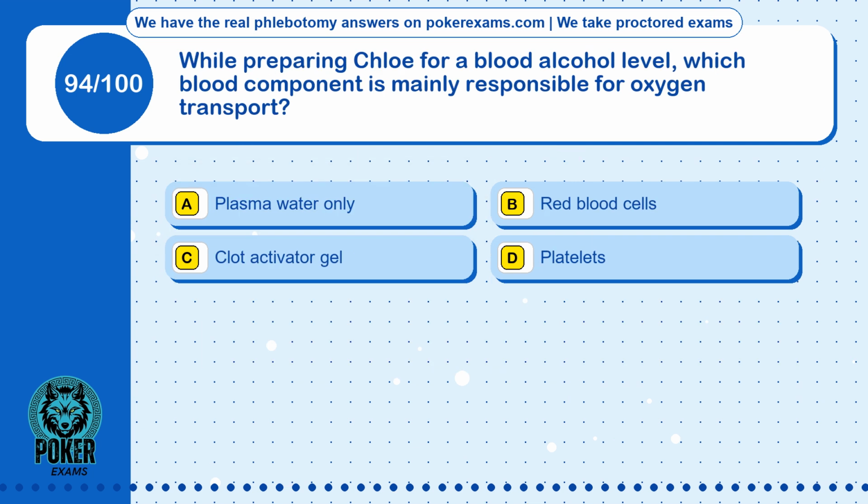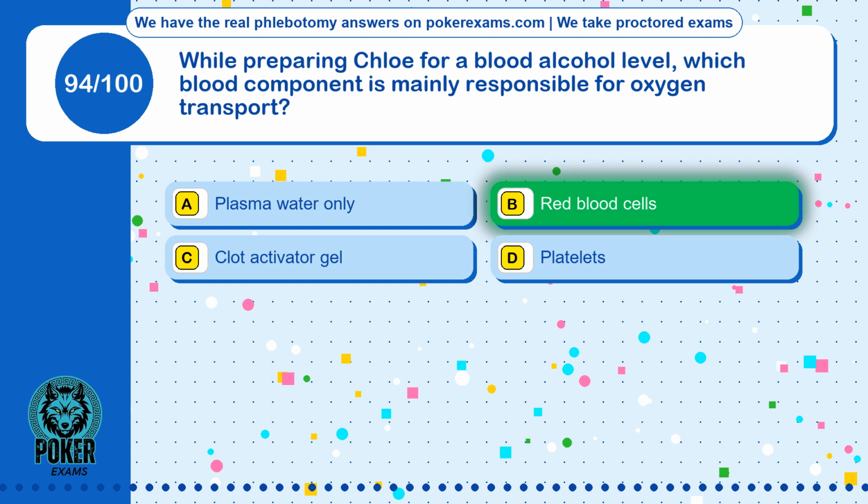Question 94. While preparing Chloe for a blood alcohol level, which blood component is mainly responsible for oxygen transport? Option A, plasma water only. Option B, red blood cells. Option C, clot activator gel. Option D, platelets. The correct answer is option B.